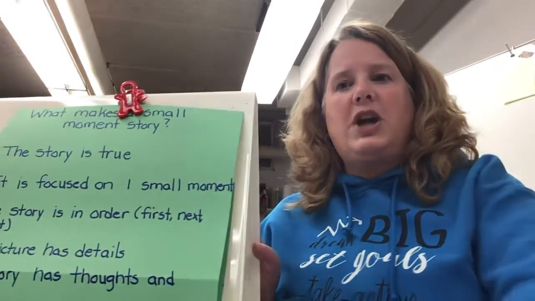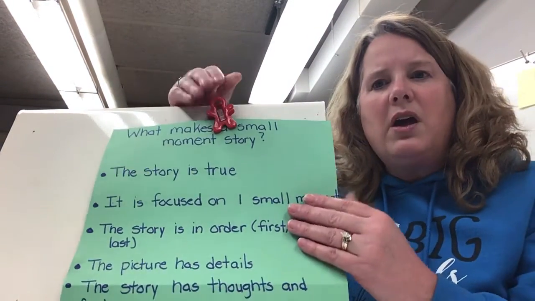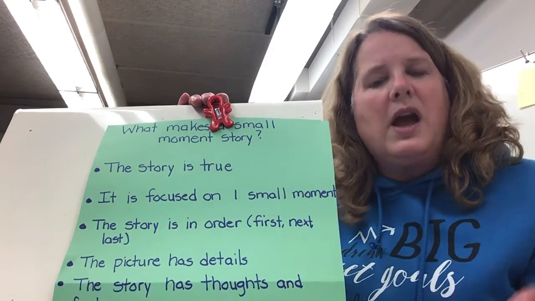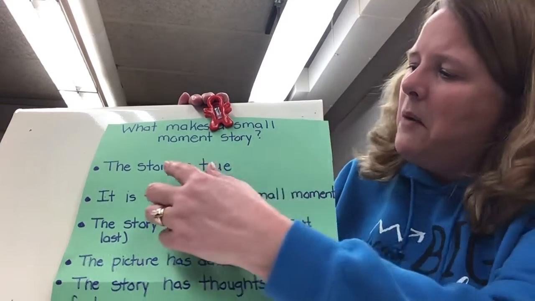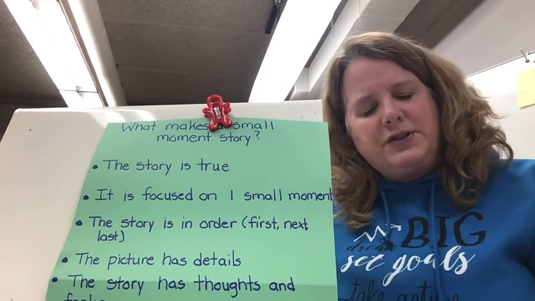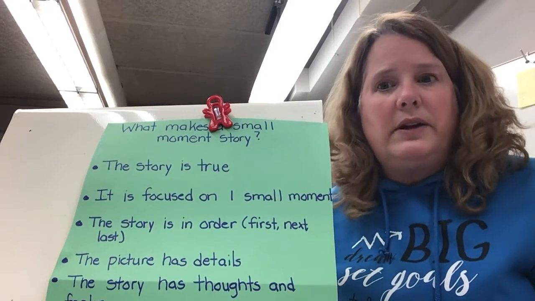All right, so writers, how am I going to know if that story has all the parts? Well, there are some things that you can check for when you reread your stories. So I made a chart that said what makes a small moment story. So here are some things you can think about. The story is true. So when I look at my bowling story, that is a true story. I really did go bowling.